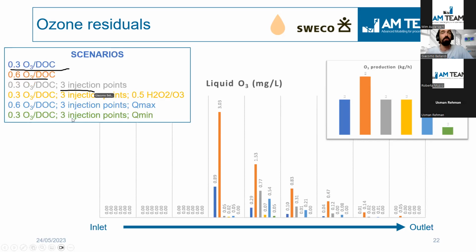the ozone at multiple points of the installation, because distributing the dose has an effect on the micropollutants removal, but mostly on the bromate formation. We also ran different conditions: maximum flow, minimum flow, and specific water compositions, because when a rain event hits a plant, the water composition changes.